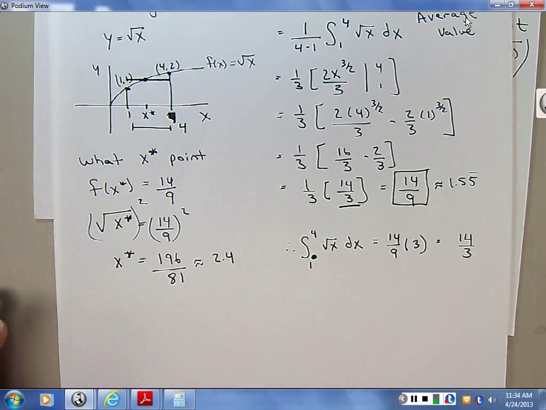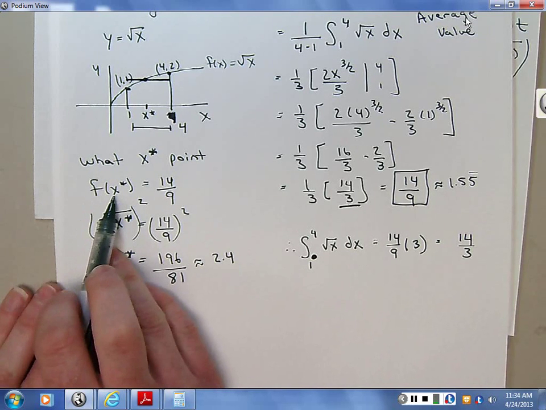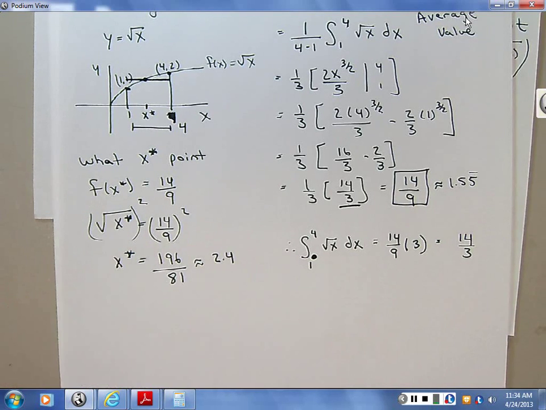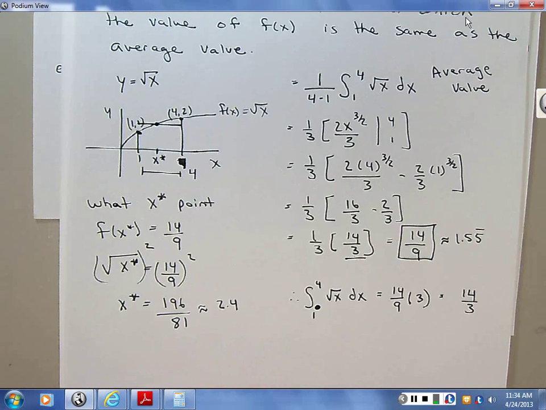They might ask you to find the x star. The key here is do not differentiate the function. Remember the mean value theorem? The mean value theorem and Rolle's theorem say the slope of the secant line is equal to the slope of the tangent line at a point. This is different. This is saying that the average value of the function, there has to be some point on the interval at which the function equals the average value, not the derivative of the function.